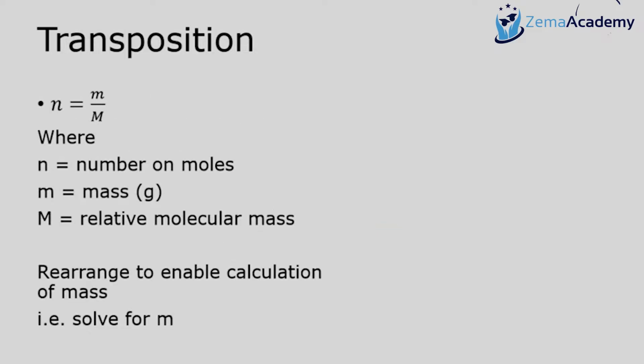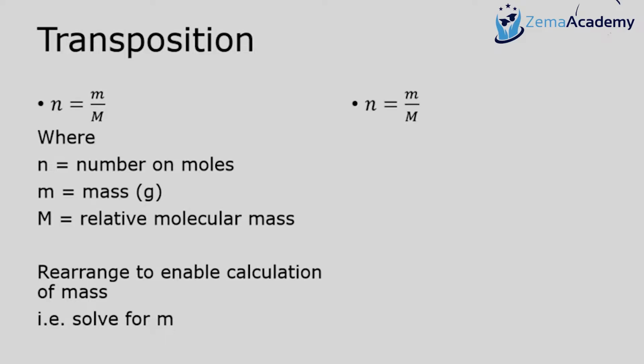So here's a simple example of transposition, which you've probably already used, and that's why I'm using it. I know you're looking at mole calculations as part of your lab work, so I'm using this as an example here. I've got the equation n equals small m over big M, where n is the number of moles, little m is the mass in grams, and big M is the relative molecular mass. So I want to rearrange to enable calculation of mass. For example, I want to solve for little m. So how do I do that?